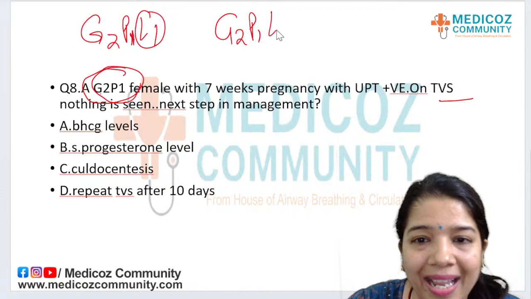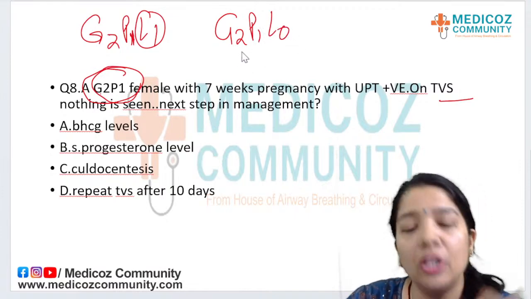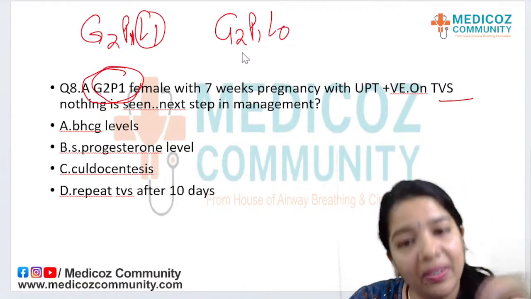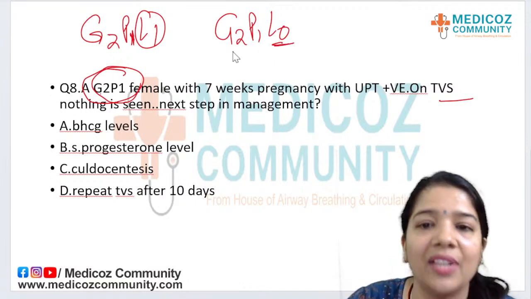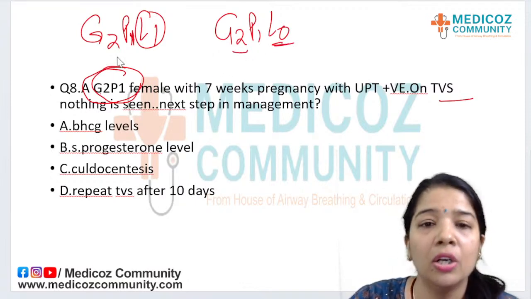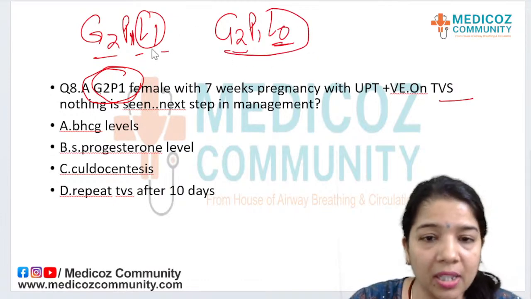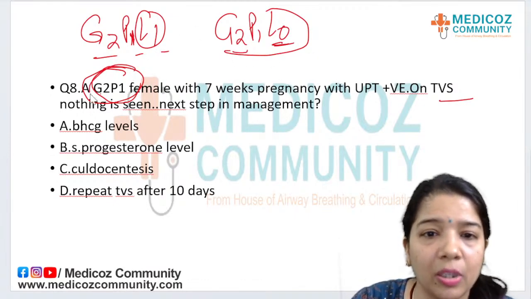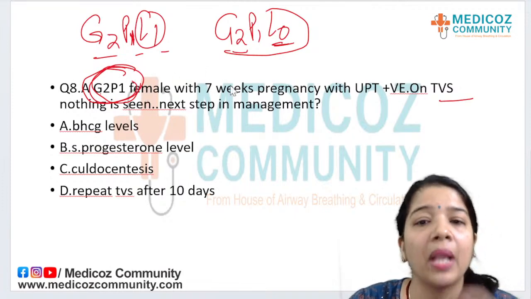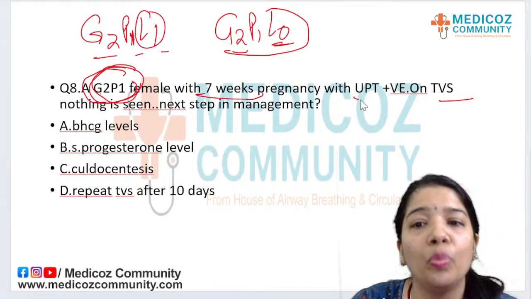और अगर मैं लिखूँ G2P1L0 दिस मीन्स जो पिछली वाली प्रेगनेंसी का बेबी डिलीवर हुआ था वो लाइव नहीं है एंड शी सेकेंड टाइम प्रेगनेंट. ओके, so this means G2P1L1 and G2P1L0. Anyway, we are not concerned regarding that because the question is related to the present pregnancy. Now she is 7 weeks pregnant with UPT positive.